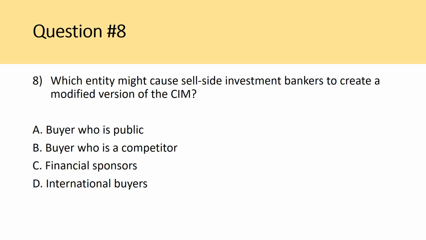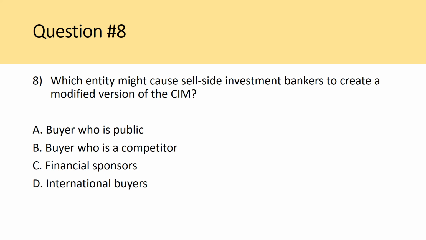So question 8, which entity might cause sell-side investment bankers to create a modified version of the CIM? A, a buyer who is public. B, a buyer who is a competitor. C, financial sponsors. Or D, international buyers.